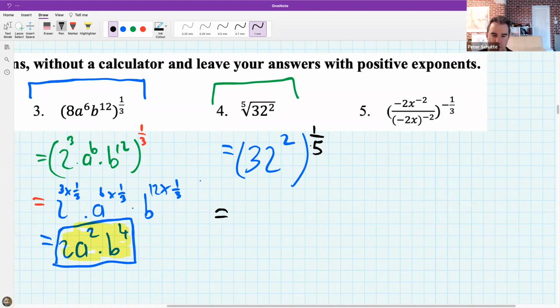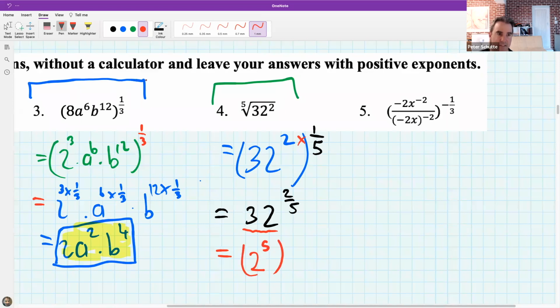So we've got 32 squared to the power of a 5th. I suppose using the power law, we could rewrite that as that. So basically we multiply these two. Oh, I know, the 32 needs to be broken down. So I write 32 is 2 times 2 times 2 times 2 times 2. So it's like that.